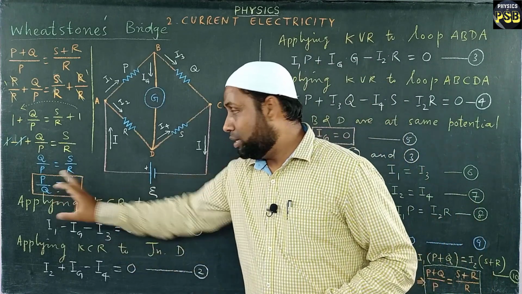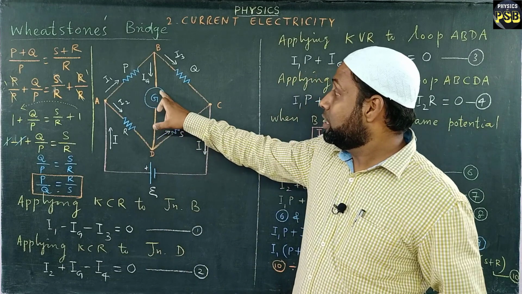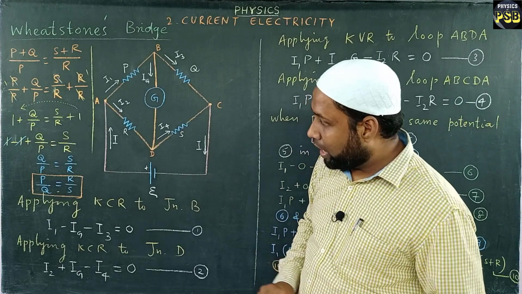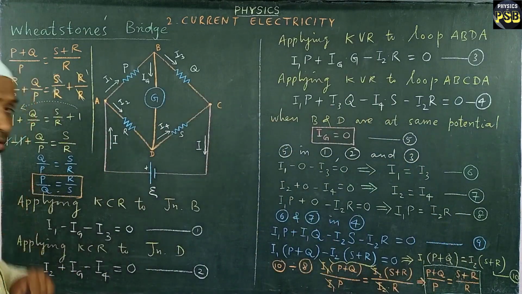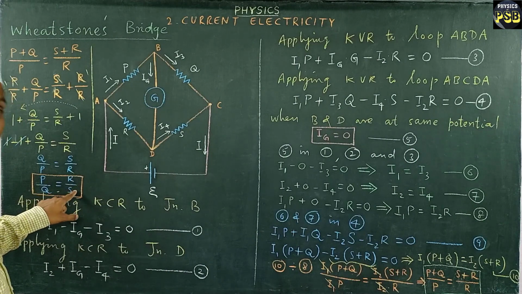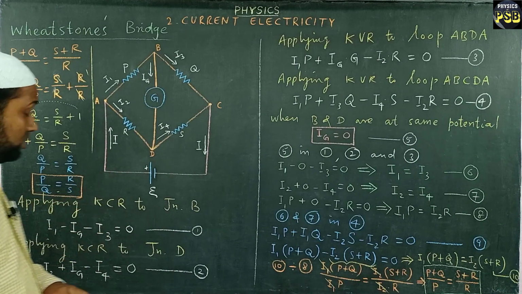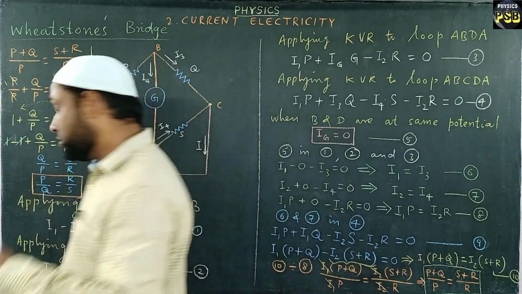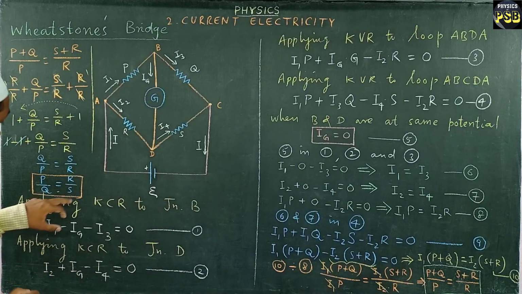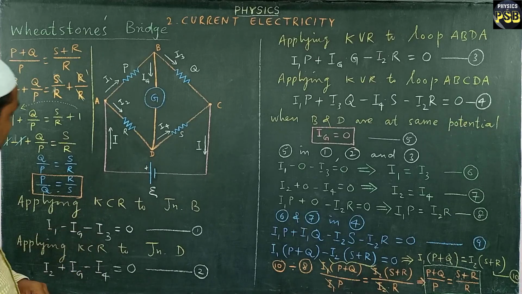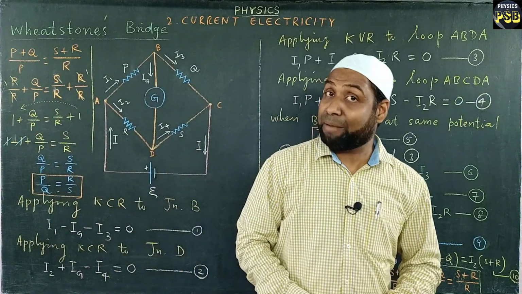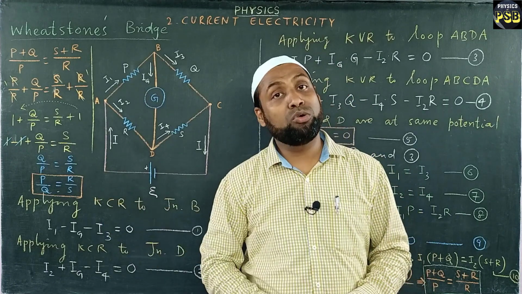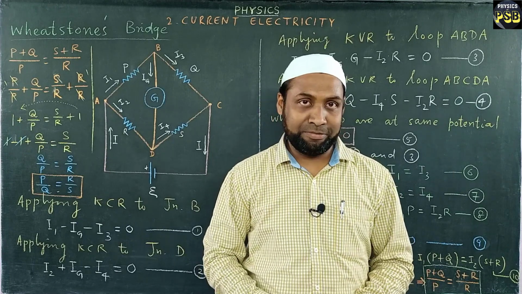When P upon Q is equal to R upon S, only then the galvanometer will show null deflection, zero deflection. And here, if we know P and Q, then the remaining two resistances can be compared. We can compare R and S if we know P and Q. If we know three resistances P, Q and R, then the value of S can be obtained. This is how Wheatstone's bridge can be used to compare two resistances, and as well it can be used to get the value of an unknown resistance.